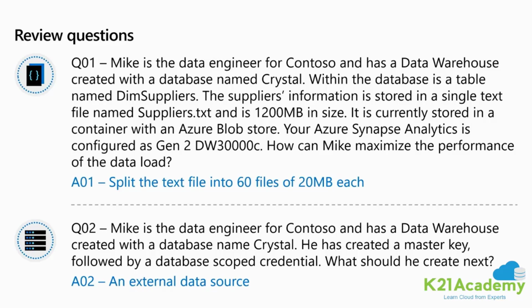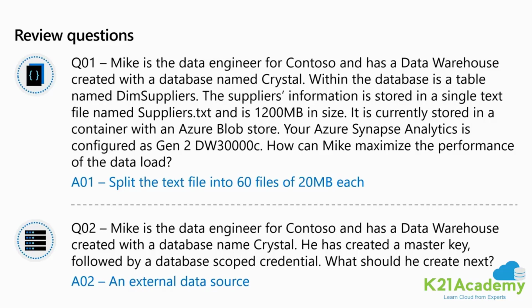Now coming to the second question. Mike is a data engineer for Contoso and has a data warehouse created with a database named Crystal. He has created a master key followed by a database scoped credential. What's the next step? Basically this is the sequence in which PolyBase connectivity is done, and this question will make more sense once we have done the lab. So let's go to the lab and we will see this process happen in front of us, and then we can come back and answer it. But just FYI, the answer will be external data source.